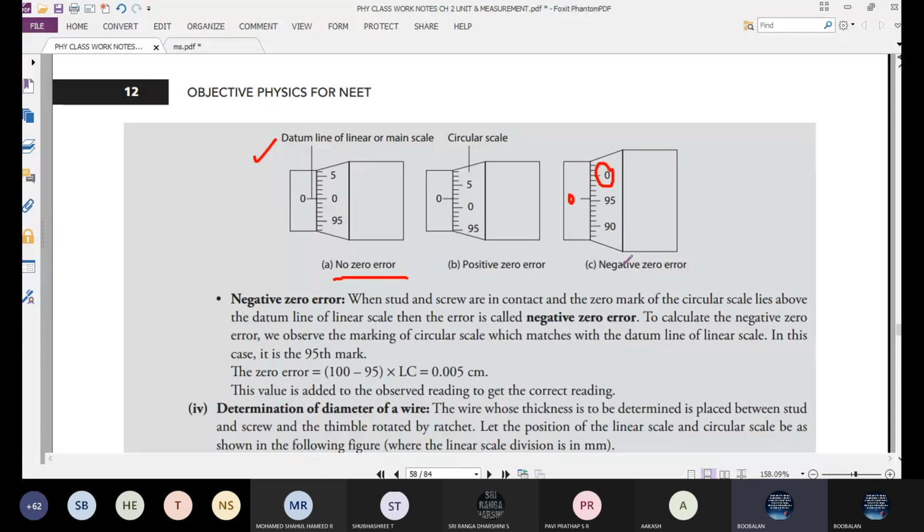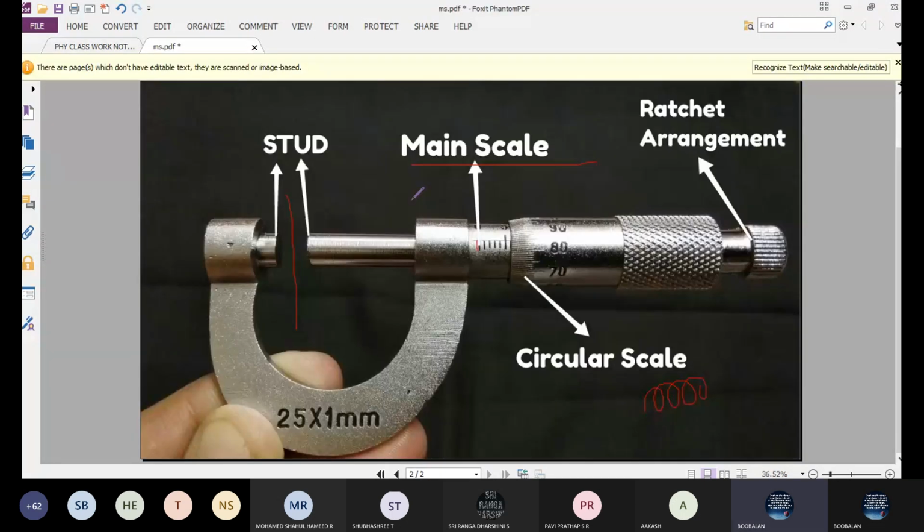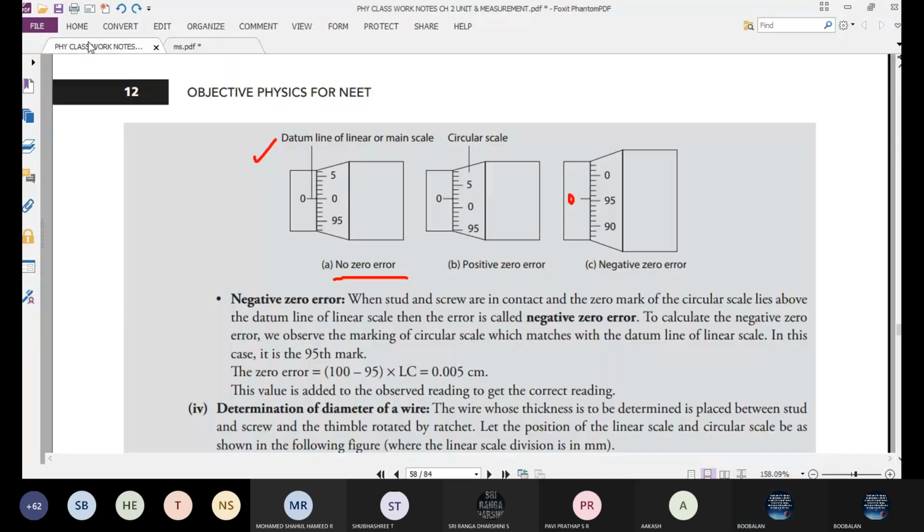See the diagram. In this line mark, if the 0 is below, this is positive error. If it is above 0, it is negative error. But if this 0 and the circular scale 0 are both at the same point, it is zero error. There is no error in the instrument. Okay, everyone draw the diagram: zero error, positive error, negative error.